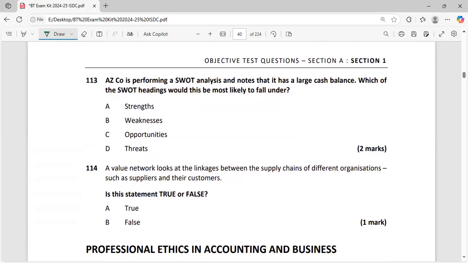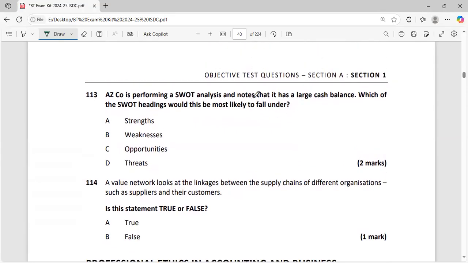AZ is performing a SWOT analysis and notes that it has a large cash balance. Which of the SWOT headings would this most likely fall under? SWOT analysis stands for strengths, weaknesses, opportunities, and threats. A large cash balance is a strength for an organization because they have huge liquidity which can be utilized for investment where needed.